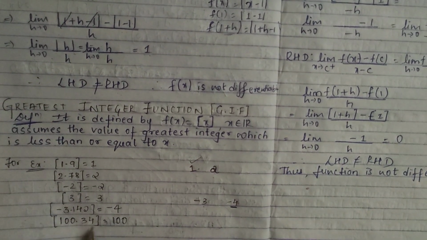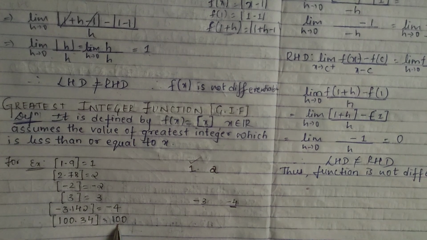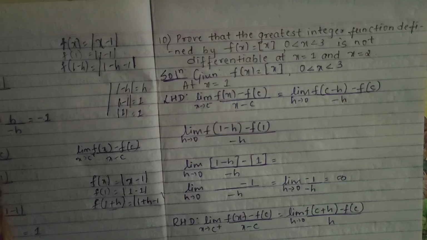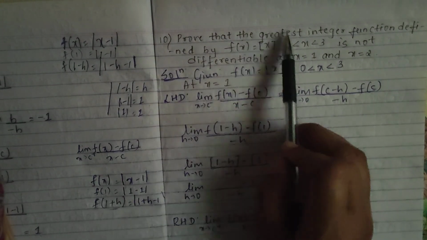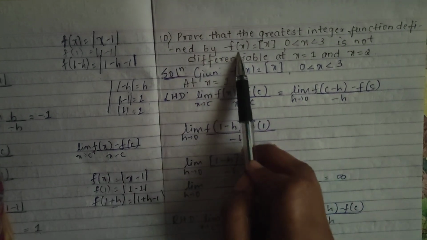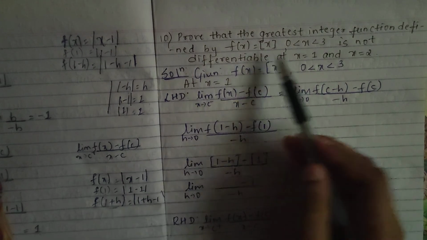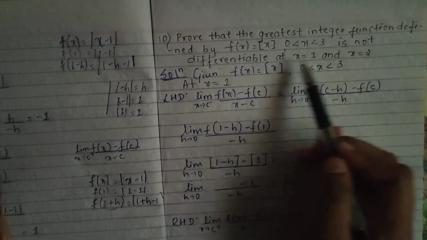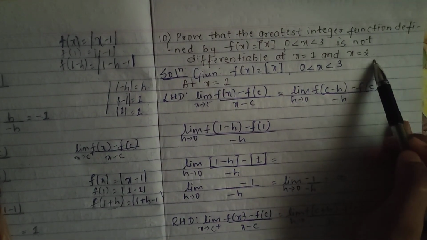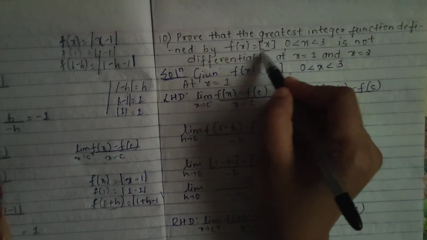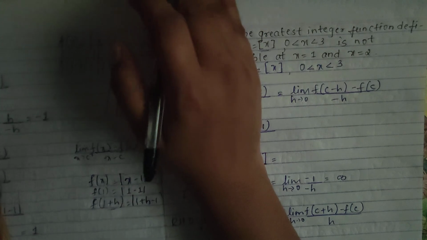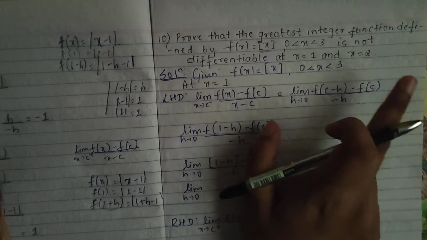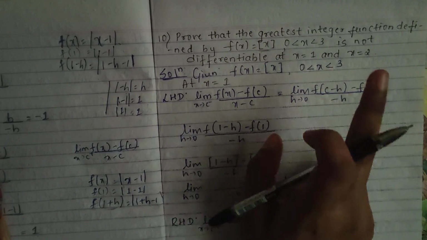Now we have 100.34, your nearest value will be 100. Okay. So in such a way you have to do. So we'll see the problem. Now the question is, prove that the greatest integer function defined by f of x is equal to bracket x, where x is less than 3 and greater than 0, is not differentiable at x is equal to 1 and at x is equal to 2. So for differentiability, considering this greatest integer, we have to show whether it is differentiable or not. First at x is equal to 1 and second at x is equal to 2. I'll show x is equal to 1, and x is equal to 2 you guys have to do as homework.